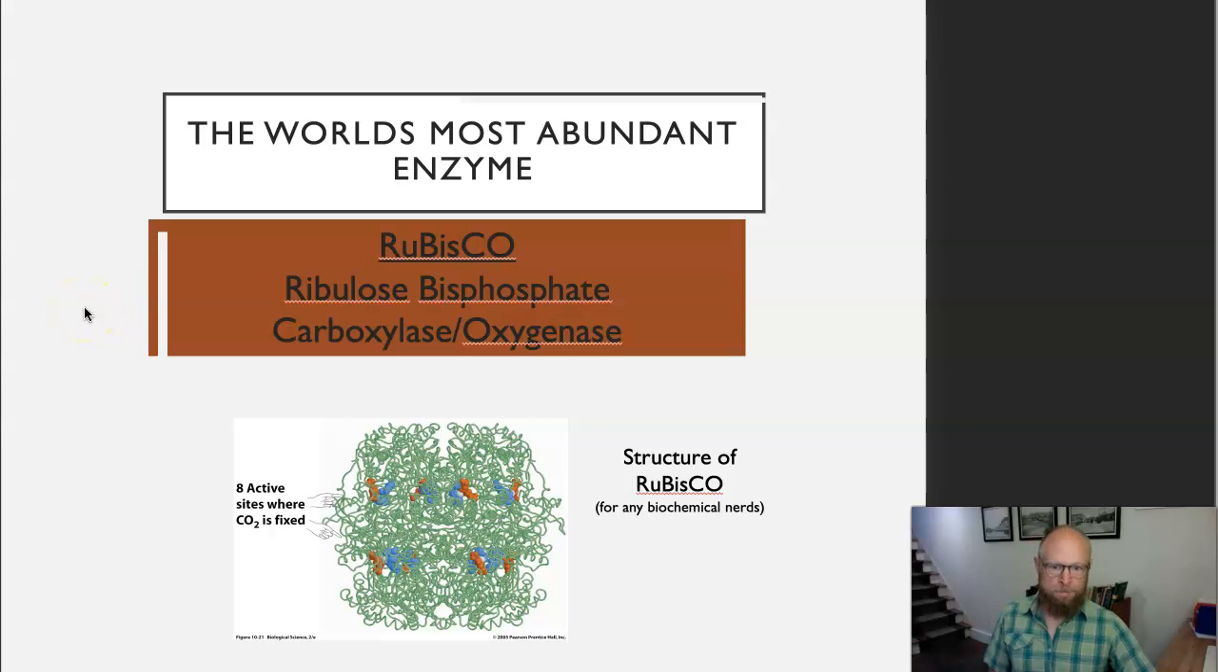So we're going to talk about a particular enzyme a lot, and that's rubisco, which is the world's most abundant enzyme. This enzyme is in every plant or organism that does photosynthesis. If you think about how many plants there are in the world and how many leaves there are, you can start to get a feel for why this might be the most abundant enzyme on Earth.